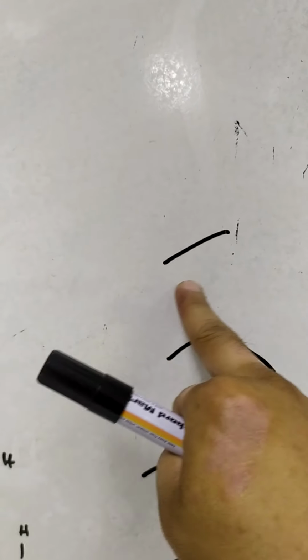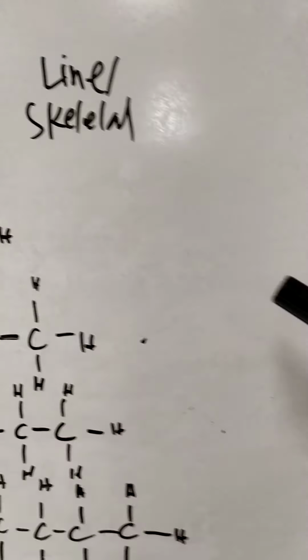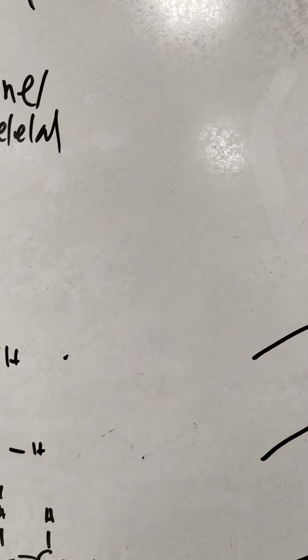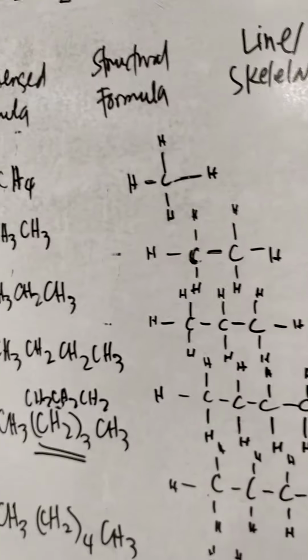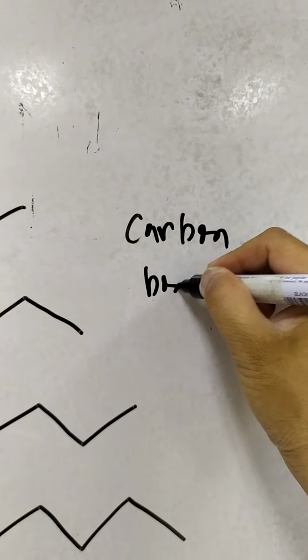So naka-line ra siya. Now daghang naka-wrong dire because ang methane gibutangan siya og line dire ninyo, which is wrong. Wrong siya because this will represent the number of the carbon bond.